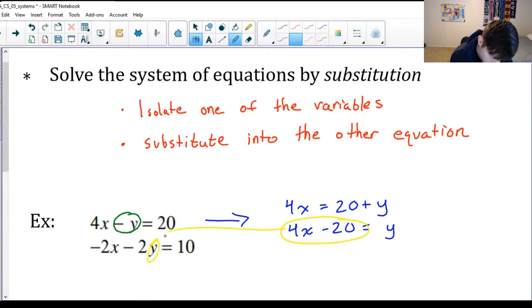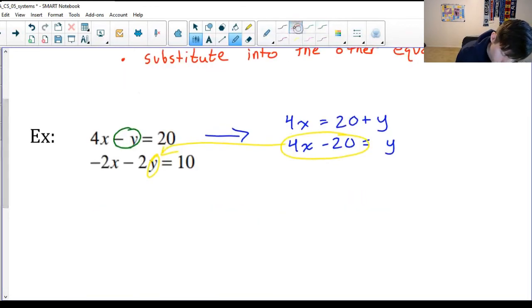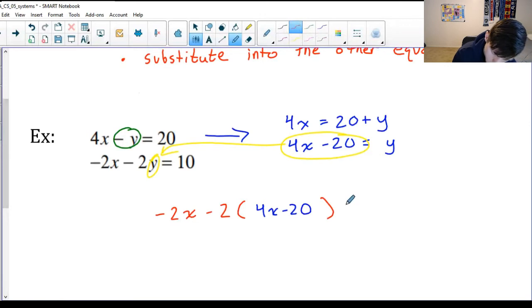So I see that I have a y right here. Instead of y, I'm going to take that equation and substitute in the 4x minus 20. So negative 2x minus 2, but instead of y, I'm using my 4x minus 20, equals 10.